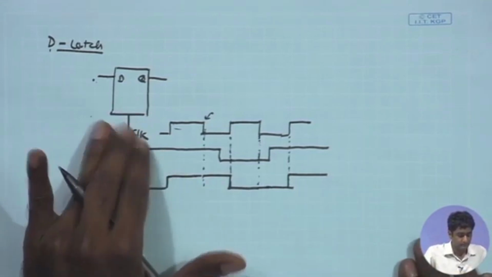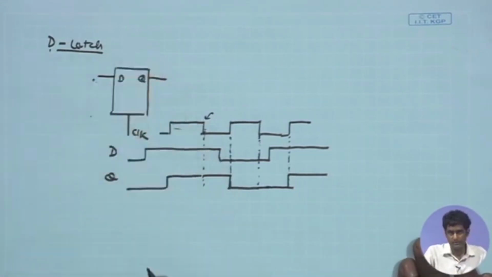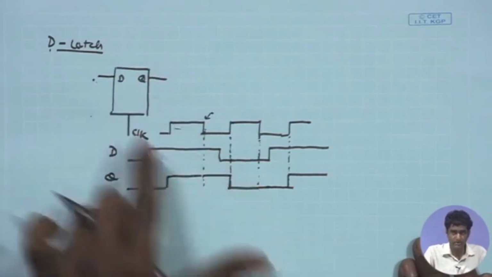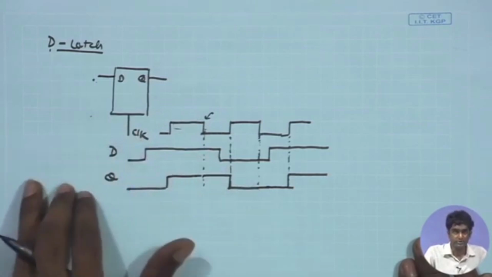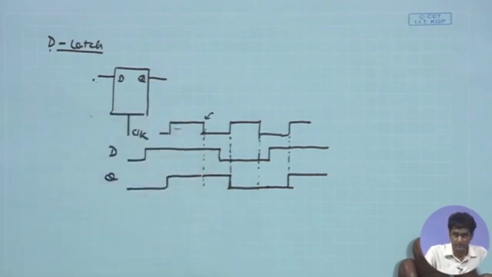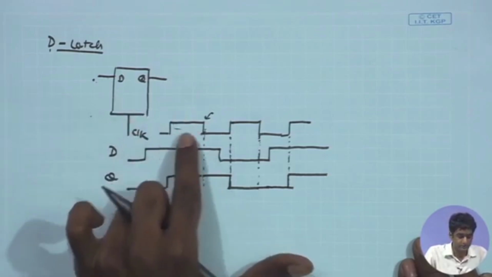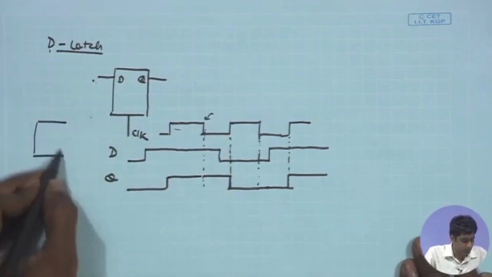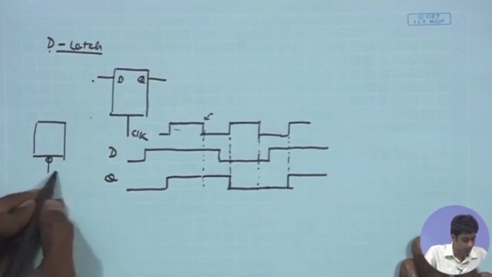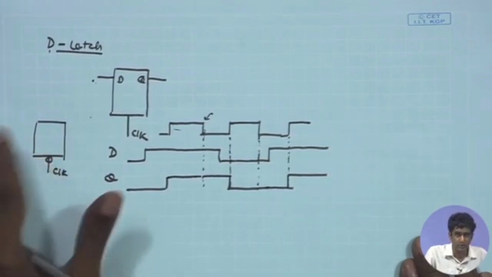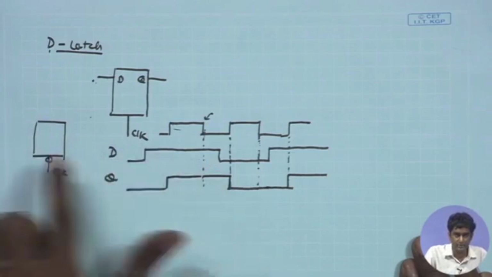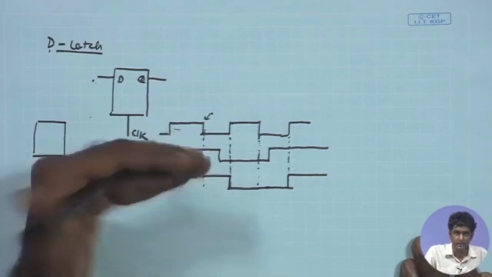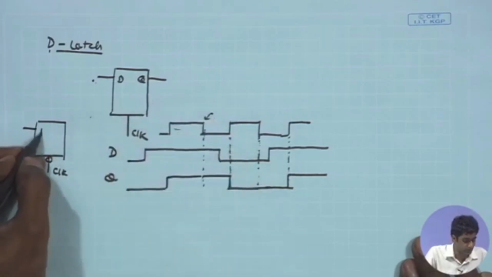So this is a positive level triggered latch, which becomes transparent when the clock is high. You can also have latches which are negative level sensitive, which are transparent when the clock is low. For that I can put a bubble over here, and you can say it is an active low latch. When the clock is low, it will be transparent, and when the clock is high, it will be latching, or storing, the data that was available at the rising edge of the clock. So both kinds of latches can be constructed.